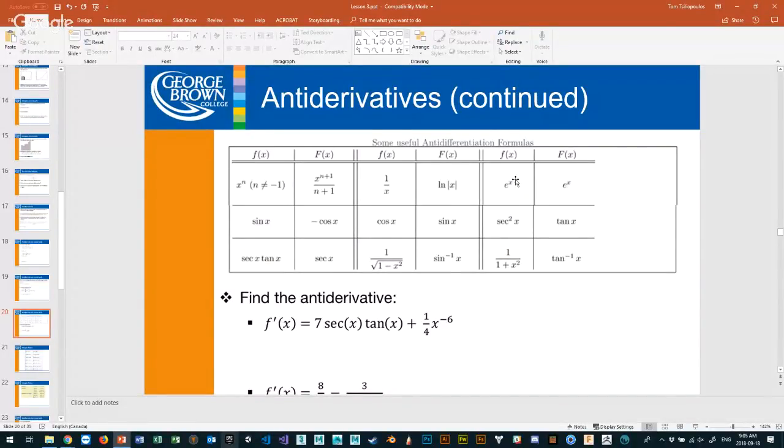The antiderivative of e to the x is e to the x, because you would have got e to the x in the first place, right? That never changes. So that's cool. The antiderivative of sine x is negative cos x, and cos x is sine x, and sec squared x is tan x, and so on, all right? But remember, this is just for each term. You still must add plus c on the end of everything.